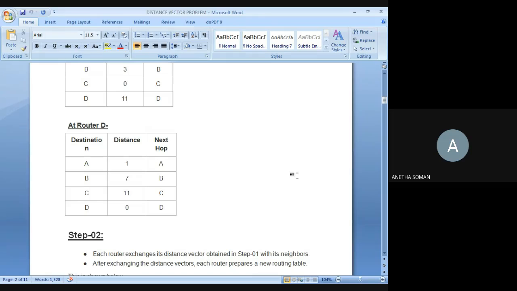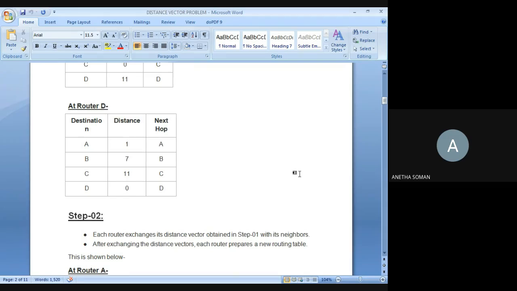Now write down: after exchanging, each router prepares a new routing table.